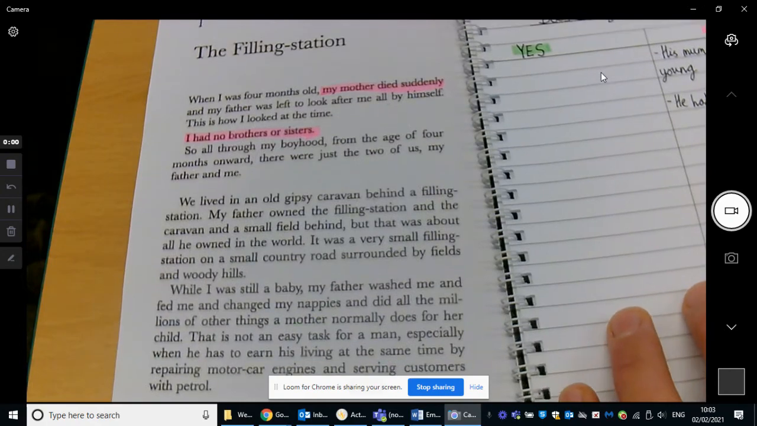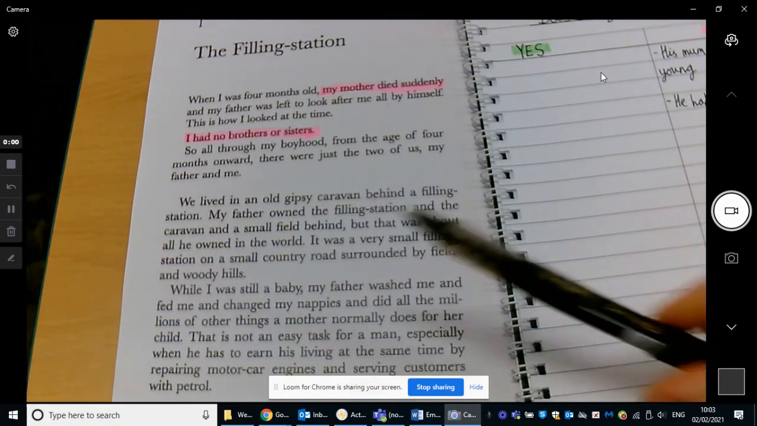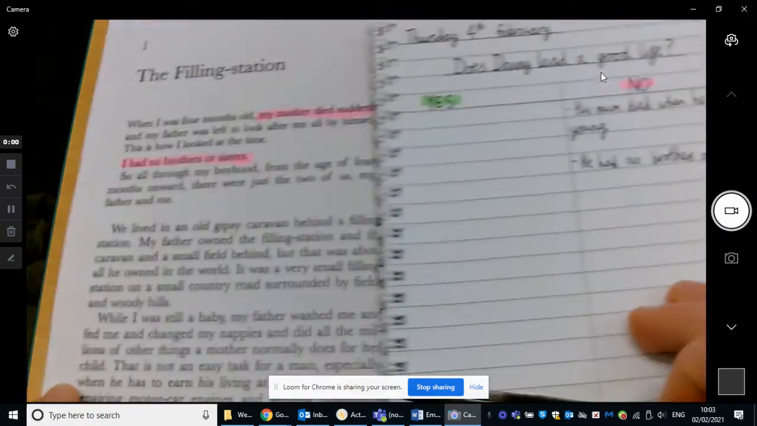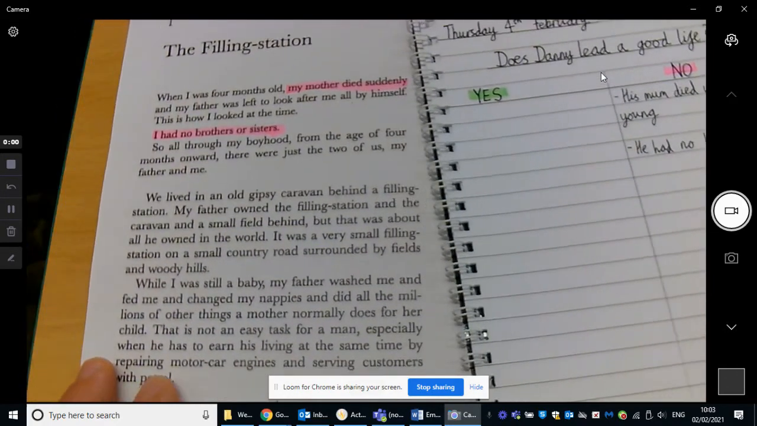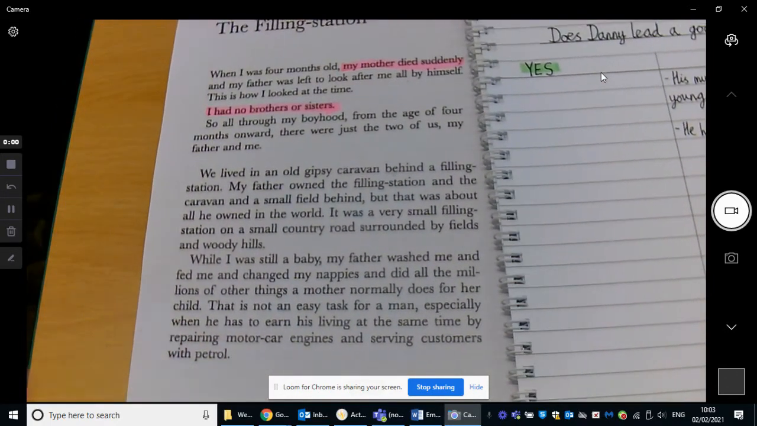So pause the video now, and this time I want you to go through these 2 paragraphs and come up with some reasons in your table, either for yes or for no. I'll leave that on the screen for you there. Off you go.